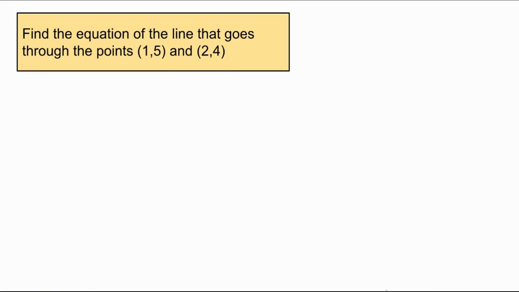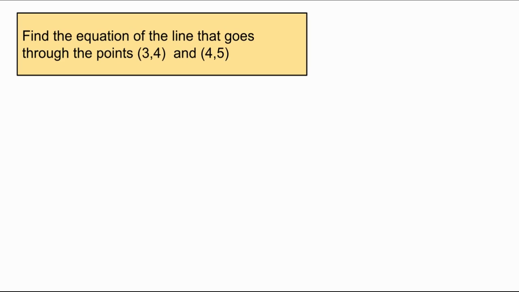Okay, clearing that drawing off. And here is your practice problem. Find the equation of the line that goes through the points (3, 4) and (4, 5). Go ahead and try to follow that same process that we just used. First find the slope, and then find the y-intercept and put the final equation together. You can pause the video now and then continue it when you're ready to see the answer. Go ahead and pause.